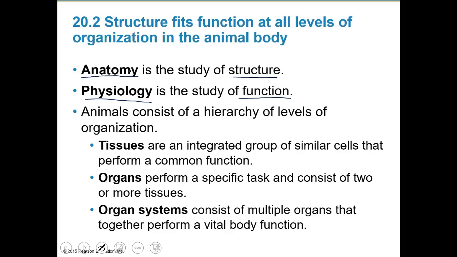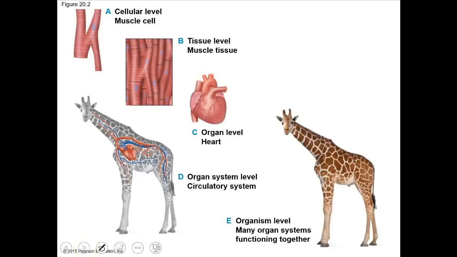Animals consist of a hierarchy of levels of organization. There are tissues, which are integrated groups of similar cells that perform a common function. So they have similar structures to do a common function. There are organs that perform a specific task and consist of two or more tissues. And then from there you get organ systems, which are multiple organs that perform a vital body function. They're usually woven together in their functions anyway, so all these things go together.